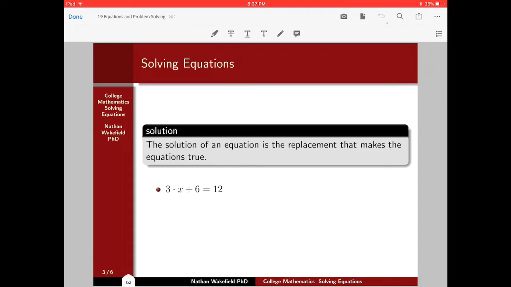So let's talk first of all about what we mean when we say solve an equation or a solution to an equation. A solution to an equation is the replacement that makes the equation true. I've given you an example here: 3 times x plus 6 is equal to 12. In this example, x is a variable or an unknown, and we want to know what replacement for x will make this a true statement.